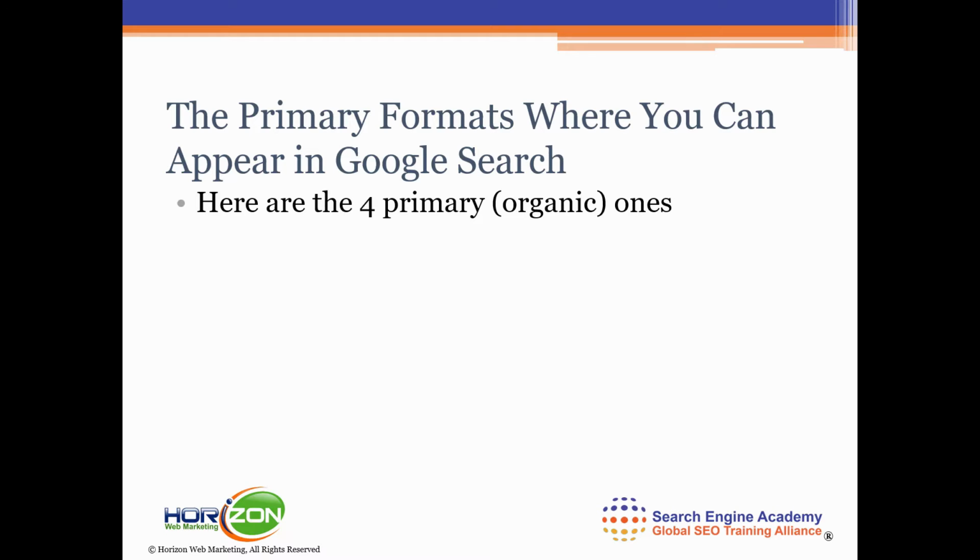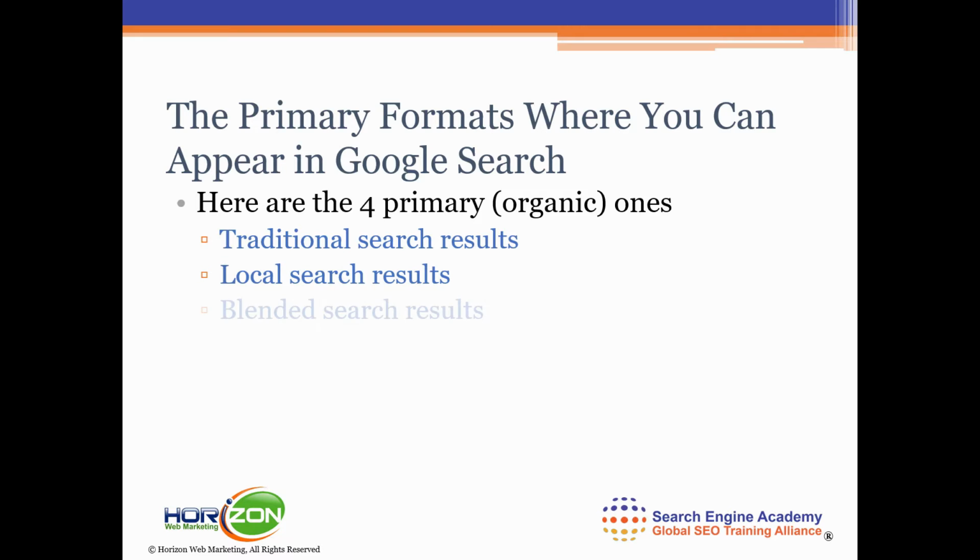This particular course is not focused on advertising. It's focused on those organic results, which are basically the results that would come up naturally if Google is just trying to show the highest quality, most relevant result to a searcher, which is what Google search is all about. And we have these four primary formats. There's traditional search results, local search results, what we call blended search results, and then knowledge panel results.